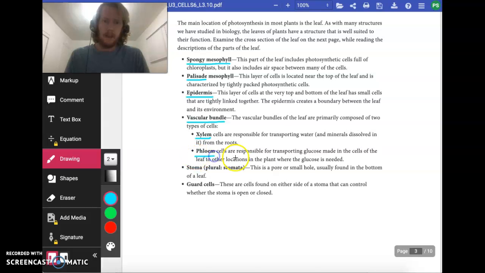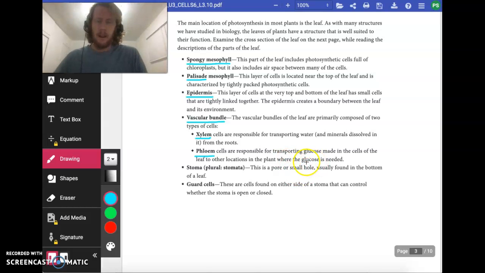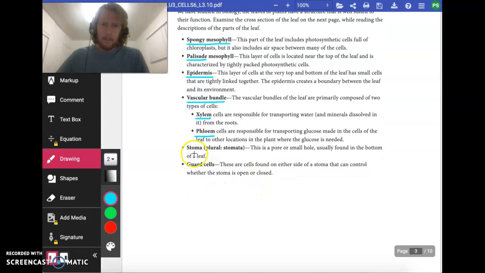Then the phloem cells are responsible for transporting glucose made in the cells of the leaf to other locations in the plant. So the glucose from photosynthesis gets made in the leaf, and then it gets transported elsewhere in the plant because it doesn't just stay in the leaf, it needs it elsewhere as well. So it's kind of like the straw that brings them out of the leaf, or the transportation out of the leaf. Okay, then the stoma, or stomata for plural.